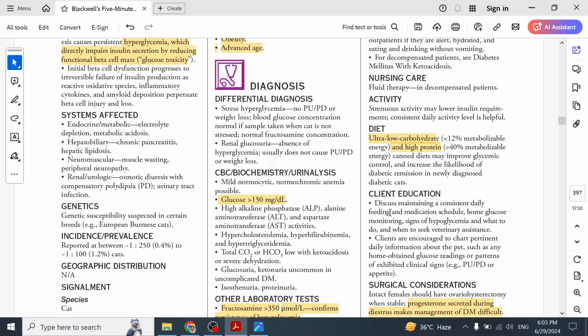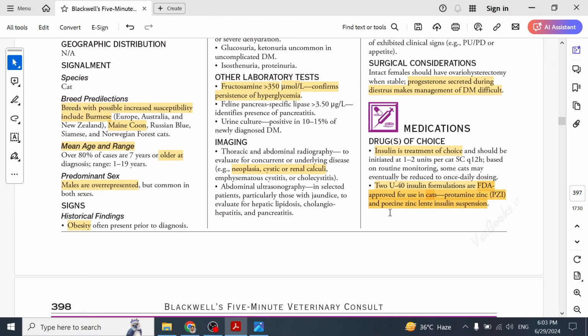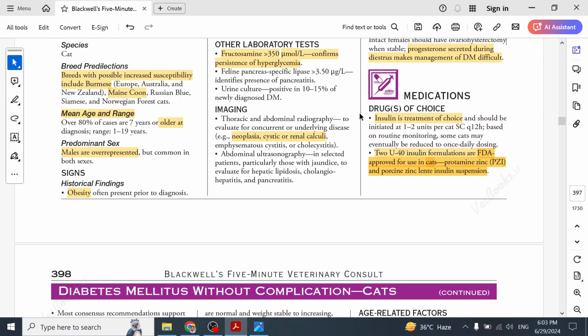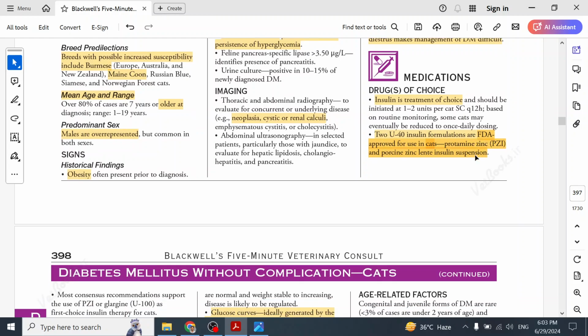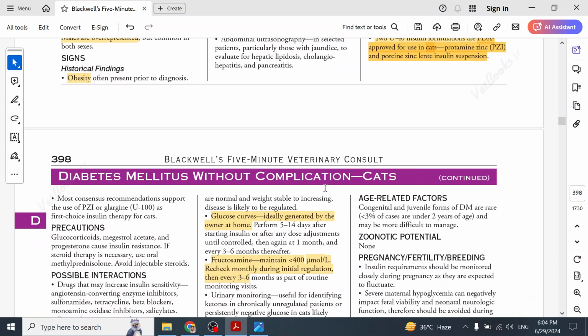For diet, we should give a low carbohydrate, high protein diet in case of diabetes mellitus. Surgical consideration: progesterone secretion during diestrus makes management difficult, so intact females should have an OVH, they should be spayed, so that progesterone is decreased in the body. The drug of choice is the same as usual, insulin, in case of diabetes mellitus. There are two FDA approved drugs for cats: protamine zinc insulin, PZI, and porcine zinc lente insulin.